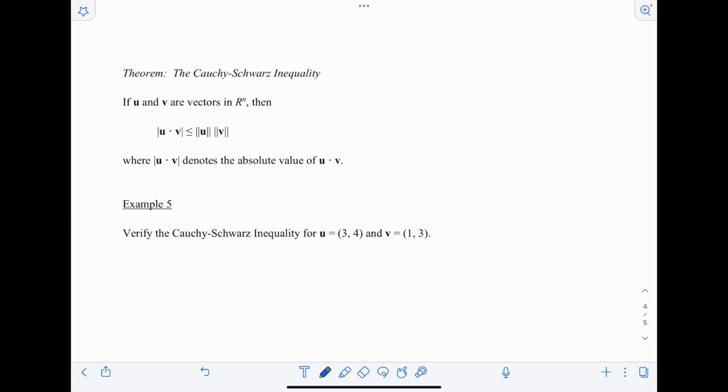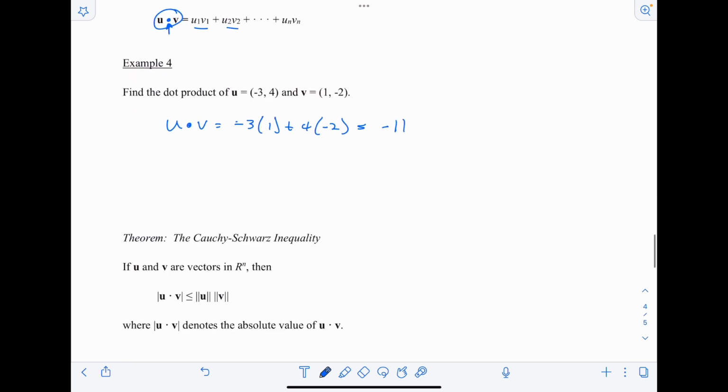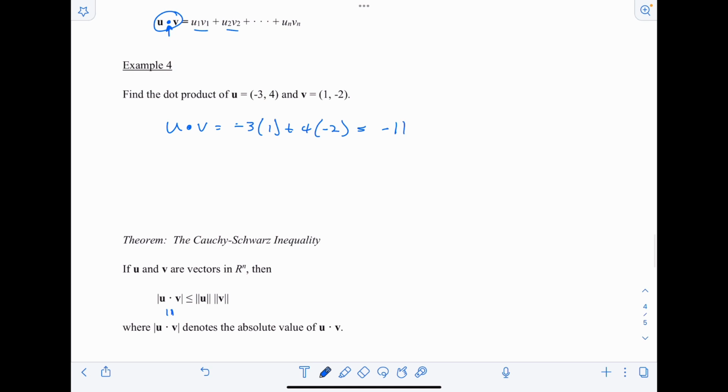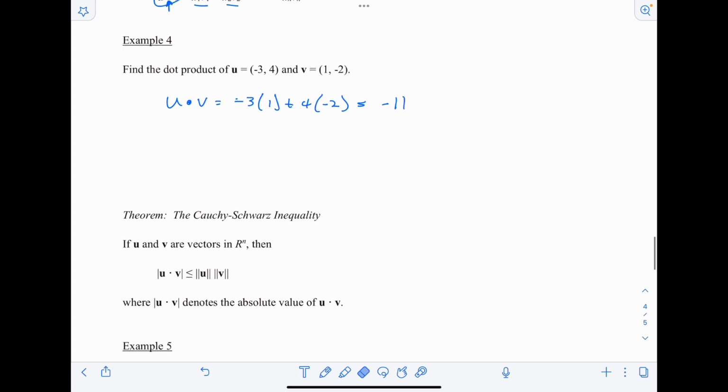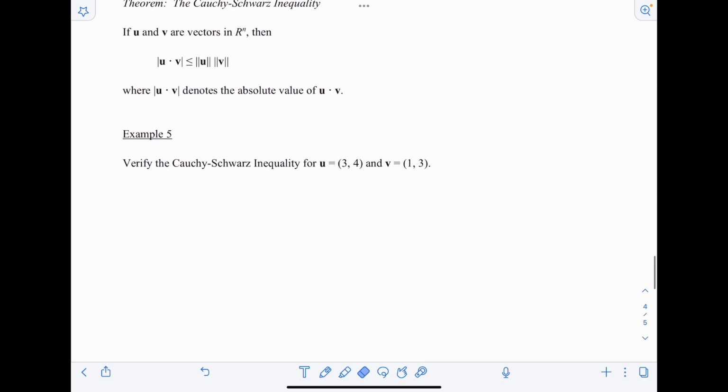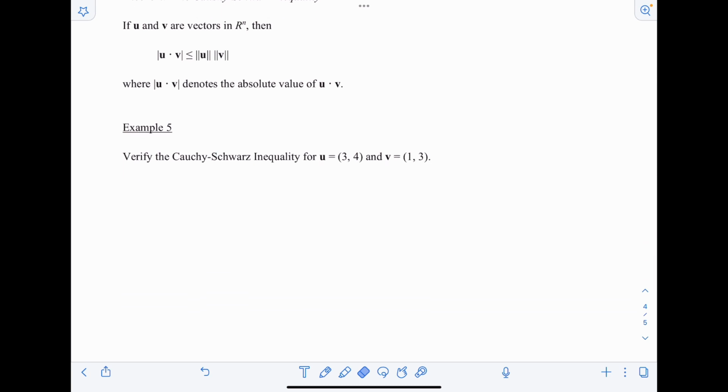In other words, if I find the dot product of u and v, this is just a scalar. So if I take the absolute value of that negative 11, making it 11, and then find the magnitude of u and the magnitude of v and multiply them together, that is going to be greater than or equal to 11. Now, that may not make a whole lot of sense right now. So what's the importance of that? Well, let's move on and do an example, and we're going to see why this is important or how it gets used.